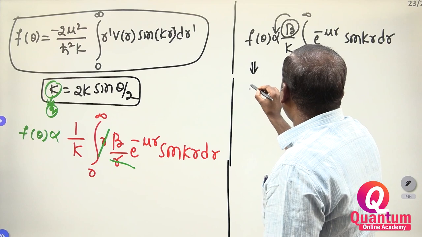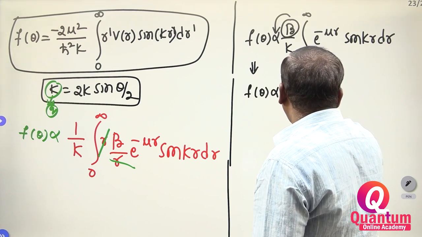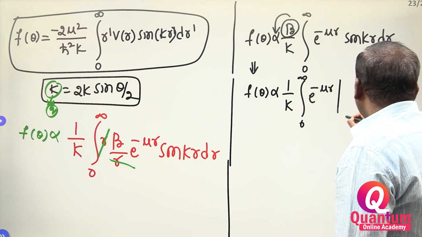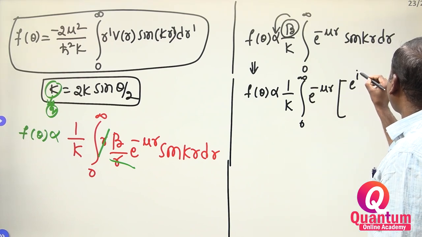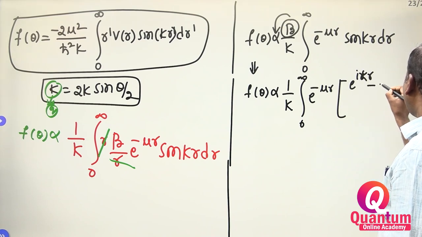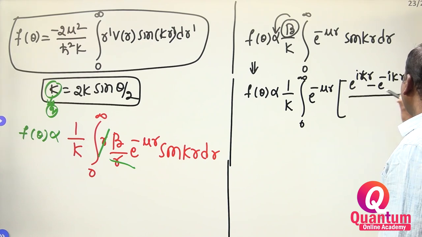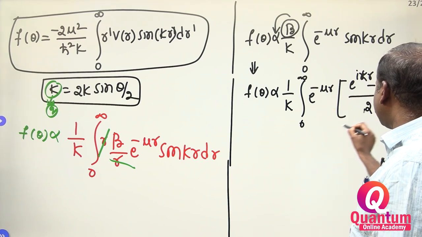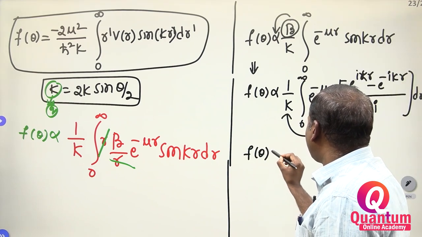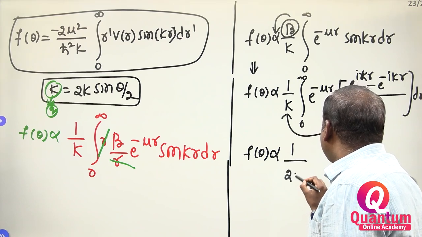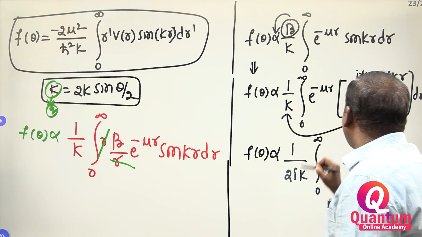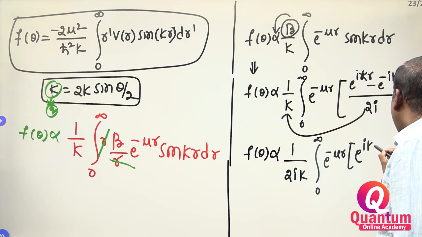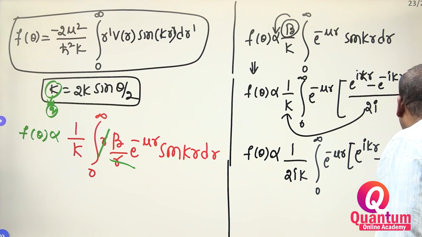Then how we have to write: f of theta is directly proportional to 1 by k, integral 0 to infinity, e to the power of minus mu r, sin kr, where sin kr is equal to e to the power of ikr minus e to the power of minus ikr divided by 2i, into dr. I am writing it. Okay? Now you have to bring this 2i to this side. F of theta is directly proportional to 1 by 2ik, integral 0 to infinity, e to the power of minus mu r into e to the power of ikr minus e to the power of minus ikr, into dr.